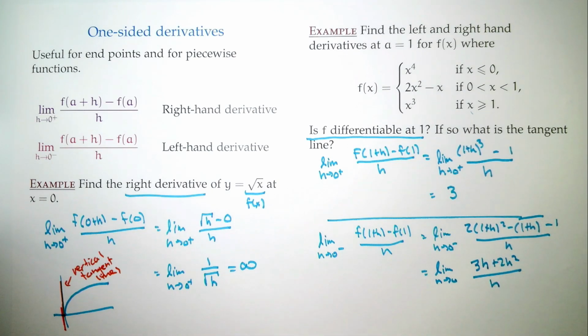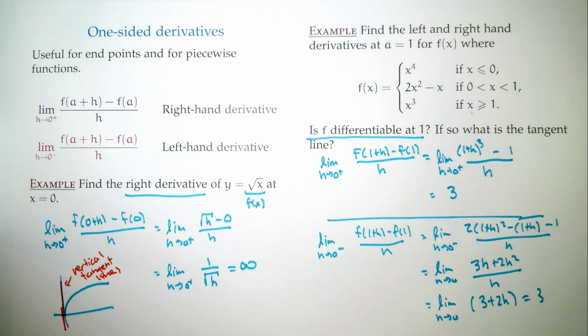There's algebra here, but we like algebra. We're almost on a first-name basis with algebra now. We just call it Al. All right, cancel out the h's, 3 plus 2h, and lo and behold, you get 3. So as we come in from the right-hand side, we think the slope should be 3. As we come in from the left-hand side, we think the slope should be 3.